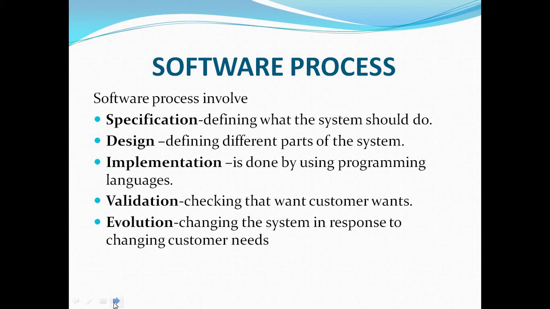A software process involves, first, the specification. The specification defines what the system should do, and the design defines the different parts of the system. The implementation is done using programming languages such as C, Java or .NET. Validation is checking what the customer wants. Evolution is changing the system in response to changing customer needs.